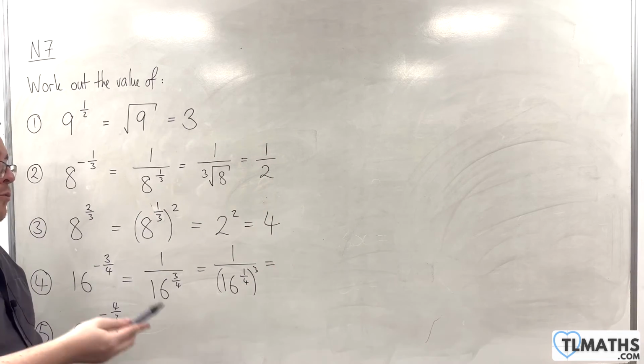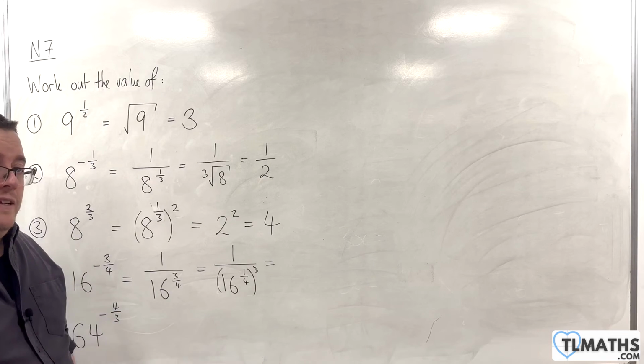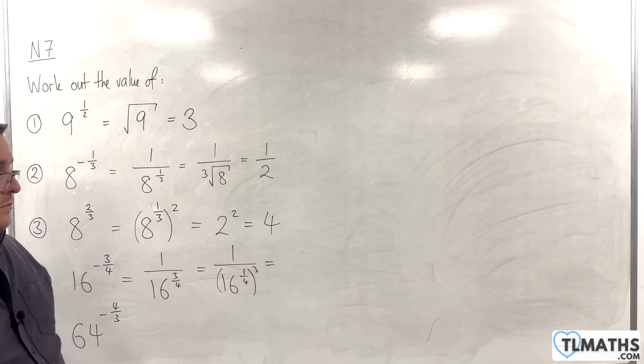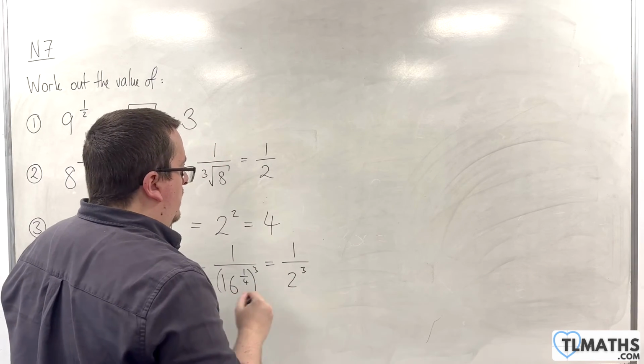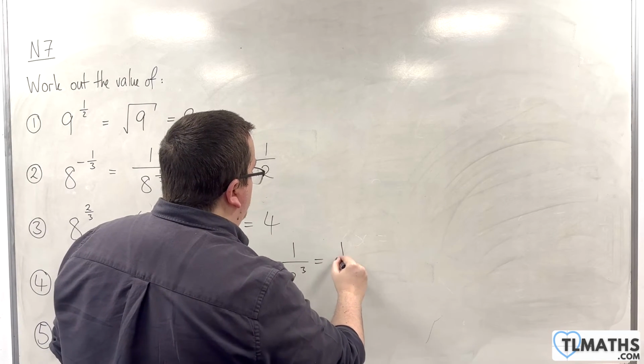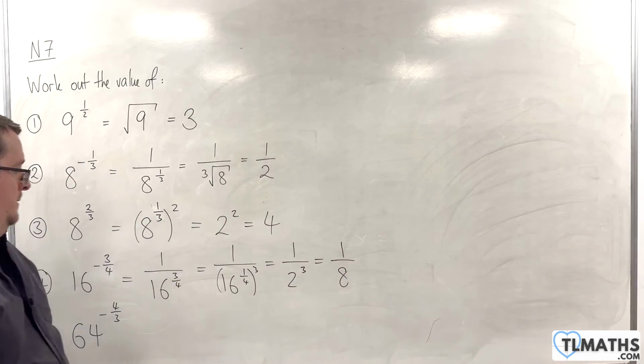So 16 to the power of 1/4. The 4th root of 16 is 2. So this is 1 over 2 cubed. 2 cubed is of course 8. So this is 1 over 8.